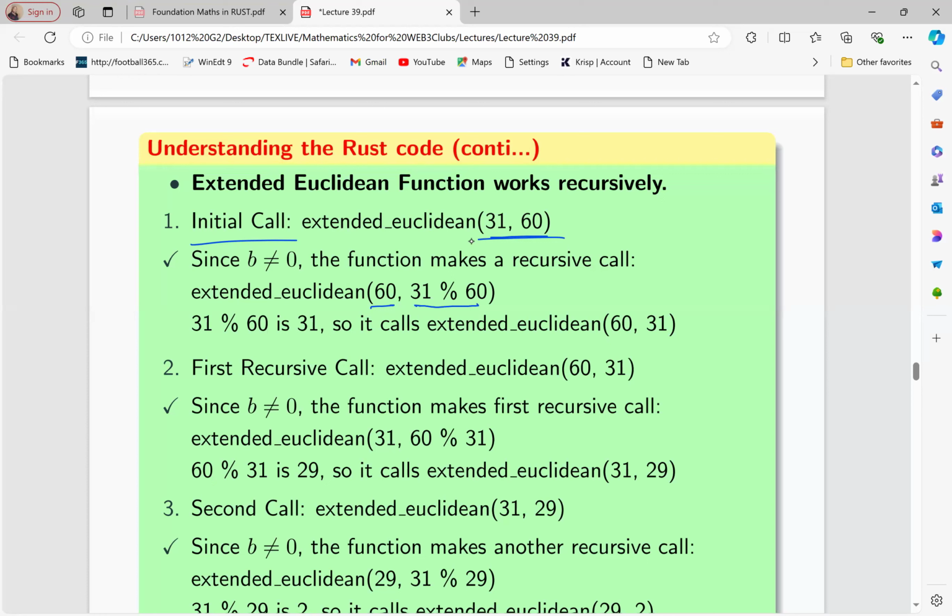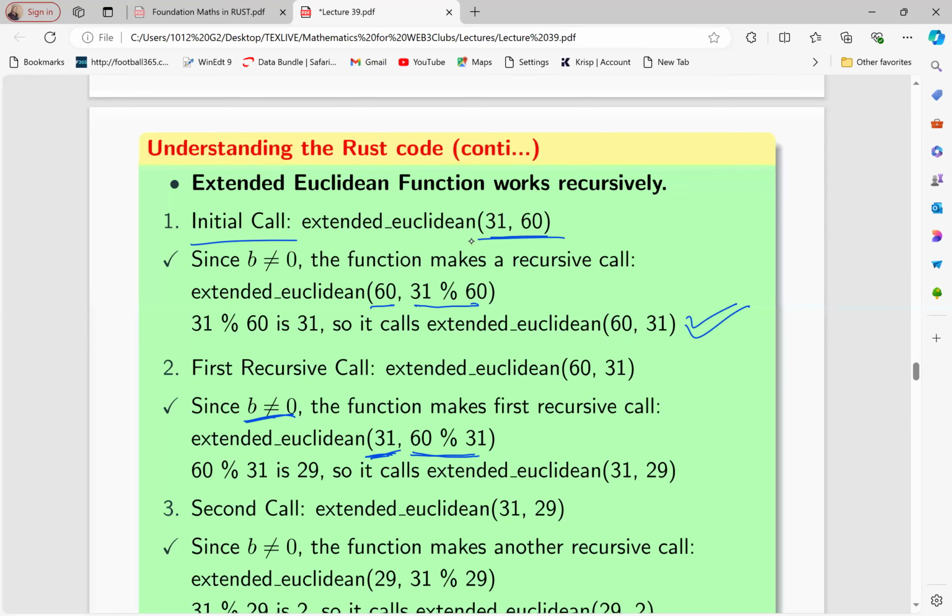31 divided by 60, the remainder is 31. That means this is the call: 60, 31. B is not 0, so there will be another call. And that call will be B, and then the remainder of A on division by B.